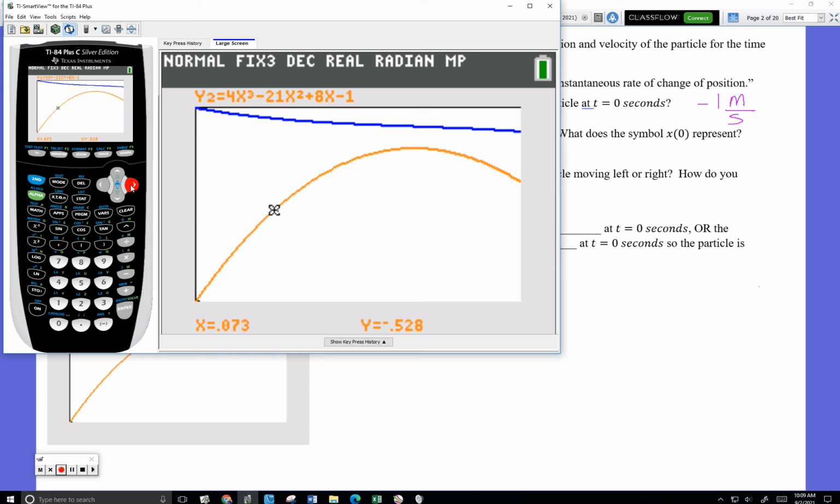So look here. Watch. I'll move the cursor. You watch the values of the velocity.